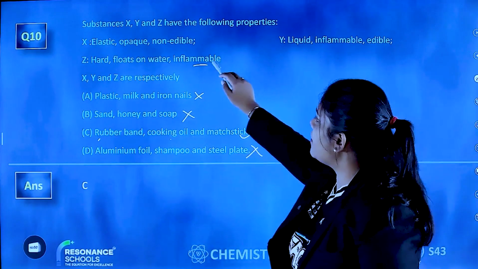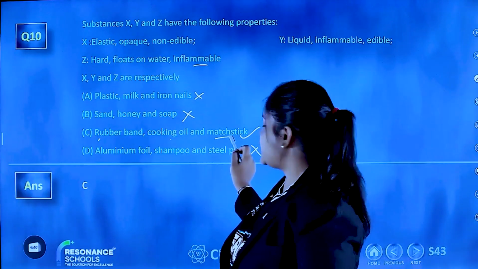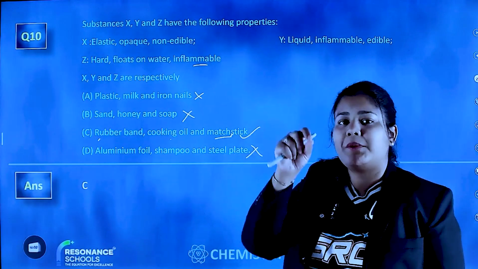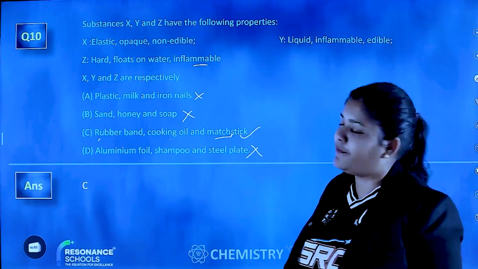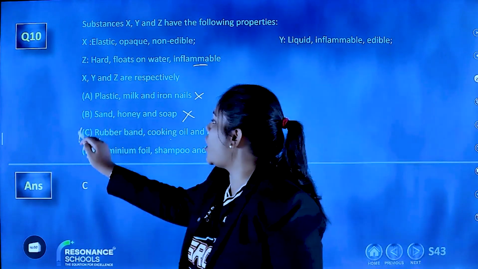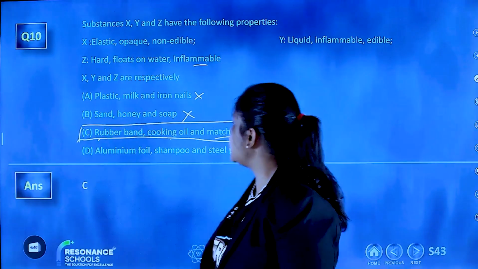And if I talk about Z, hard. Matchstick is hard? Yes. Floats on water? Yes. If you put one matchstick on the water, it will float. Inflammable, can it catch fire? Yes, it can catch fire. So option C is the correct answer.